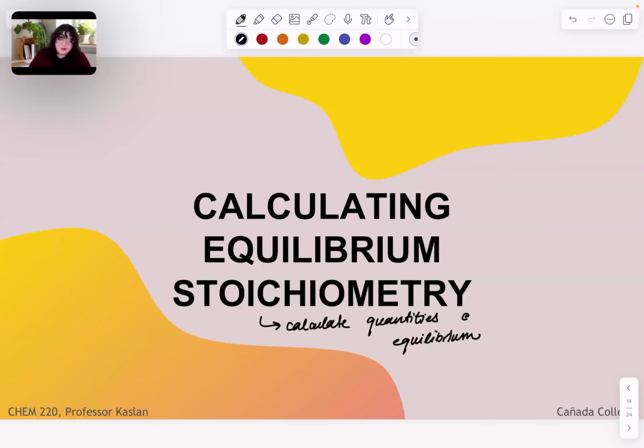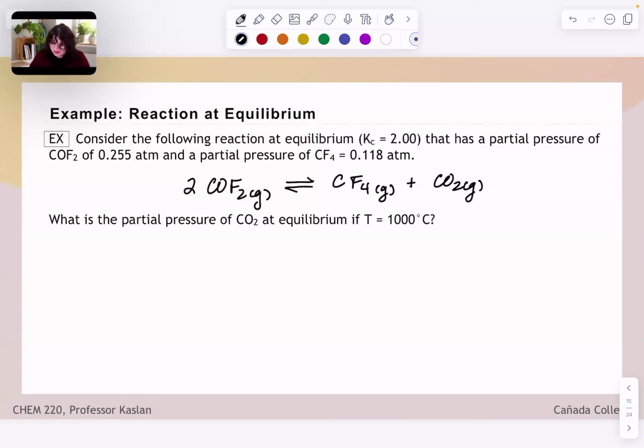Hello, everyone, and welcome back to our conversation about chemical equilibrium, where we're now going to get into the nitty-gritty of how to calculate chemical quantities for a reaction that exists at equilibrium. So let's go ahead and get started with an example. I have given us this chemical reaction here, where we have two COF2 gas molecules that decompose in a decomposition equilibrium to create CF4 and CO2 gas.